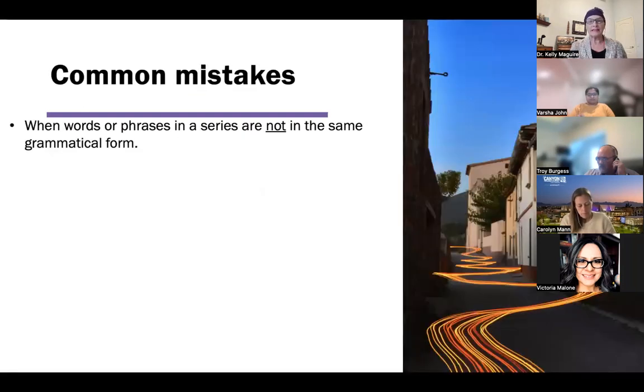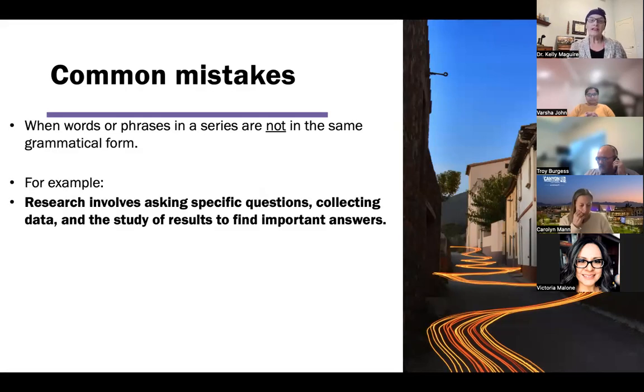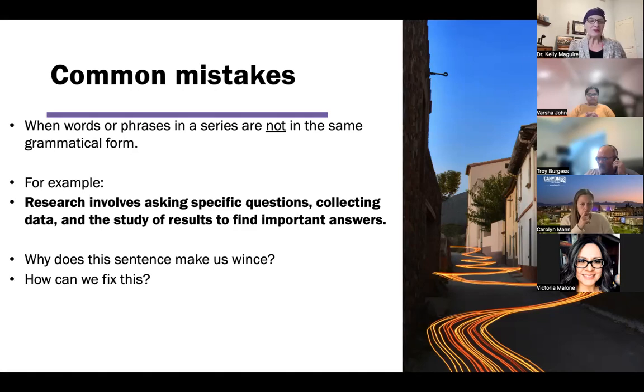Now, we have some common mistakes, and that, of course, would be the flip side of this, when the phrase or the words in that series are not in the same grammatical form. For example, this sentence says, research involves asking specific questions, collecting data, and the study of results to find important answers. To me, this sentence makes me wince or cringe. Is there anybody that's willing to try to rewrite this sentence? If you think you could do it, unmute yourself, and how would you write this sentence so that it would be in parallel format?